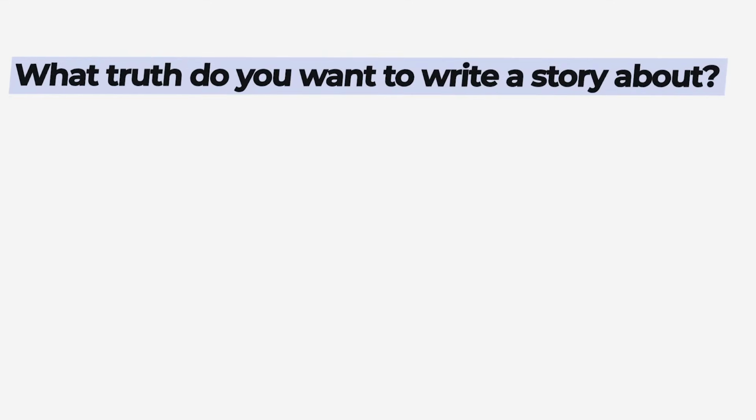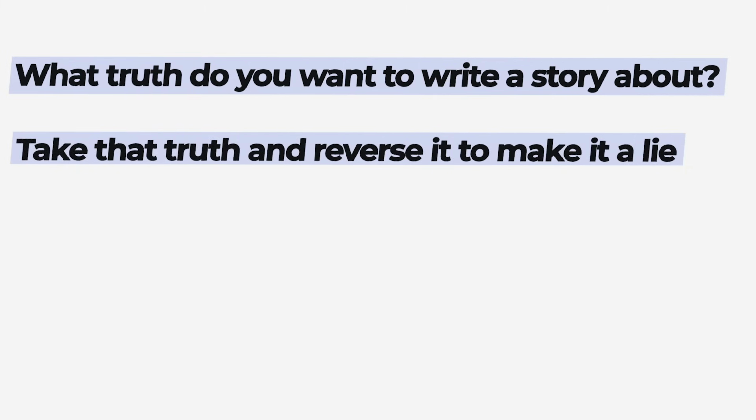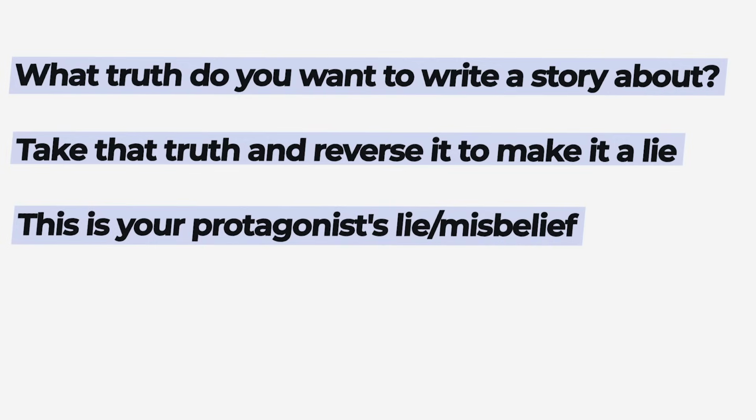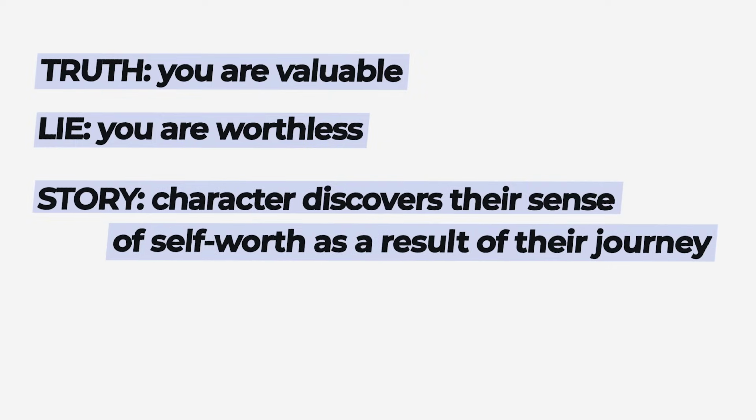Ask yourself, what truth do you want to write a story about? Take that truth and reverse it to make it a lie. This is your protagonist's lie or misbelief. And the truth is what they're going to realize as a result of their journey. Of course, their journey is going to be external for the most part, but the only thing that makes external events riveting is how they affect the internal state of the protagonist. Here's an example of what this looks like. Truth, you are valuable. Lie, you are worthless. Story, character discovers their sense of self-worth as a result of their journey.